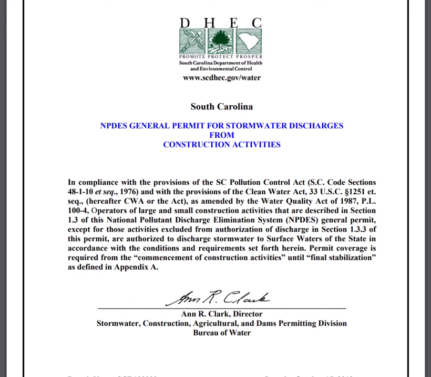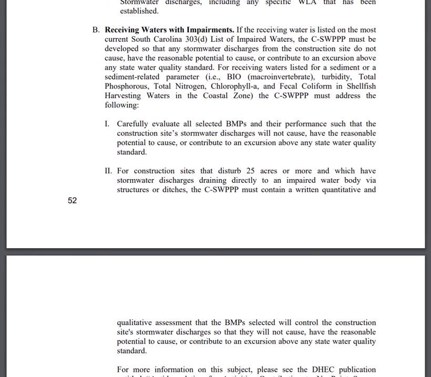So we'll take a quick look at the permit requirements specifically for South Carolina by DHEC. Other states have similar language and requirements though. Now we're looking at page 52 of the Construction General Permit, section B here. And if you haven't read this section, if you're not familiar with this section, look at bullet point number 2 that I'll highlight.